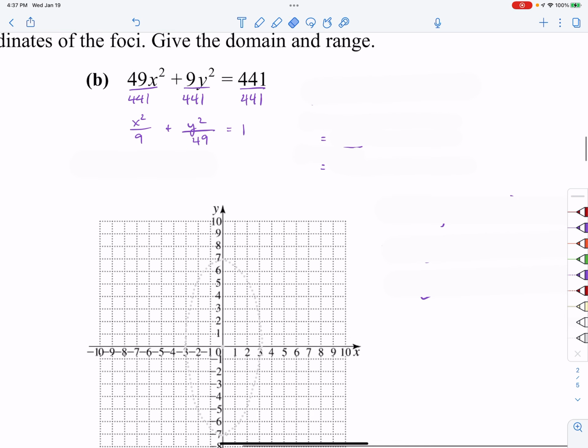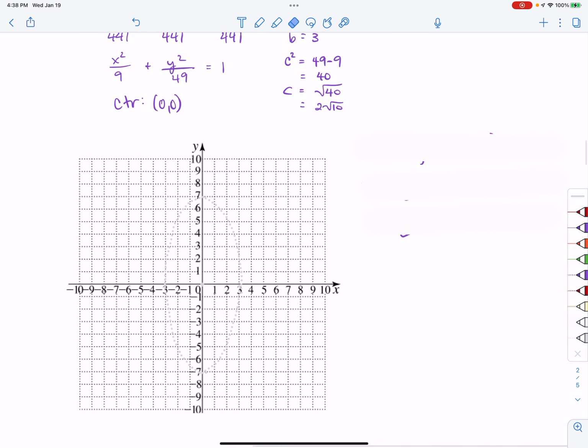My center, once again, is going to be at 0, 0. My a value is going to be 7. Again, that a value comes from the larger denominator. That's my a squared. And my b value is going to be 3. I can use little dude then to find my c value. So c squared will be a squared minus b squared. That's going to be 40. So c will be 2 root 10 once I simplify that square root. So this is going to help me to know where my foci are.